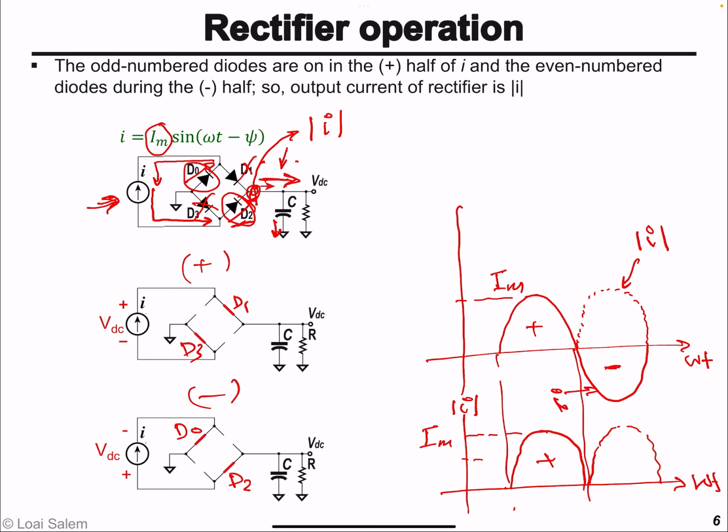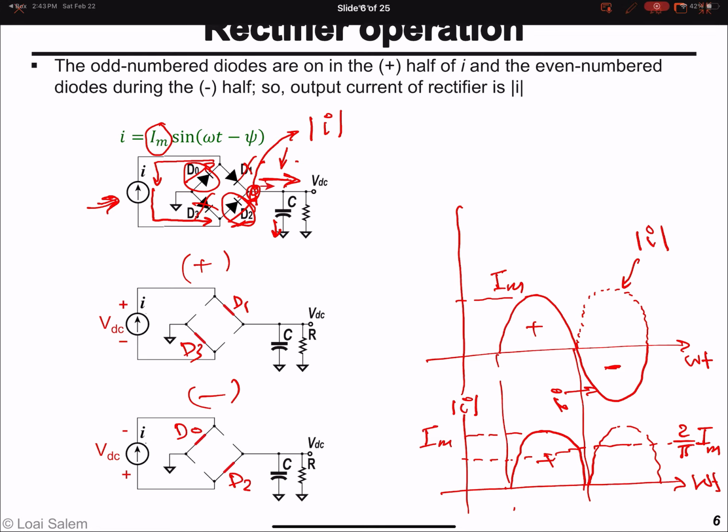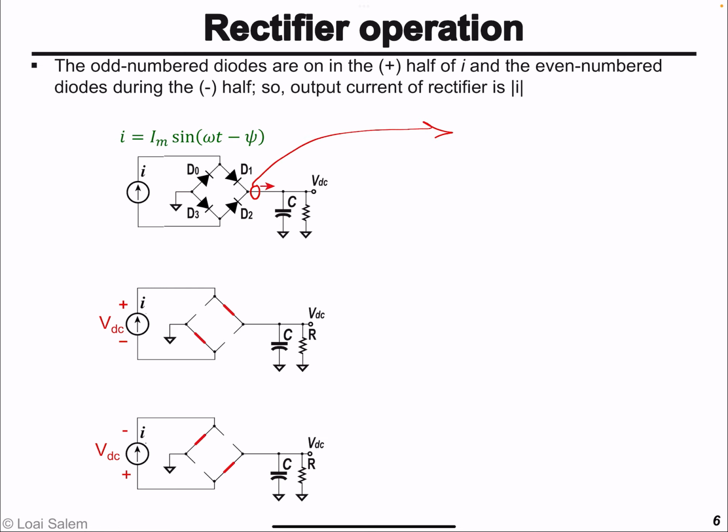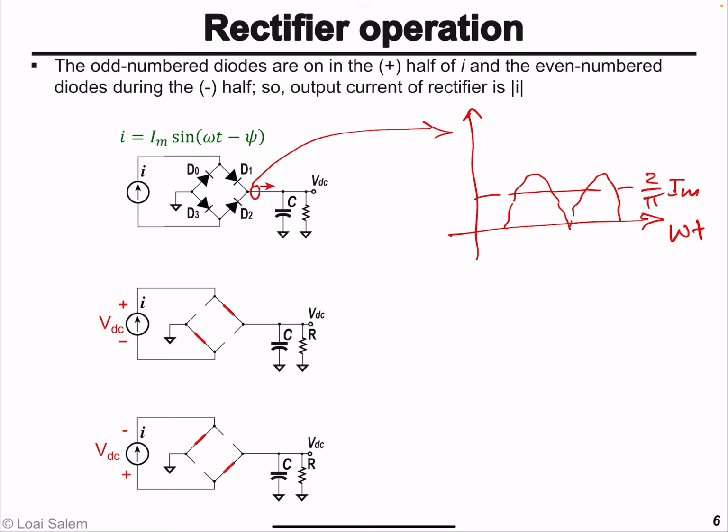Now the average value of a full wave rectified signal, you can do the integration and you'll find that the average value is equal to 2 over pi times the current Im. That's really good, because this current is going to be a full wave rectified signal, and its average value is 2 over pi Im. Now, this current will have high order harmonics in addition to the DC component that's given by 2 over pi Im.